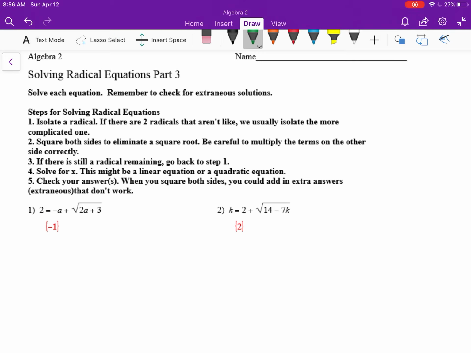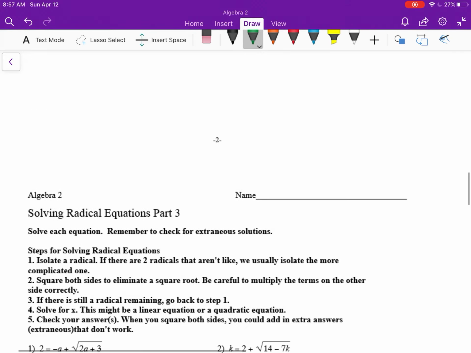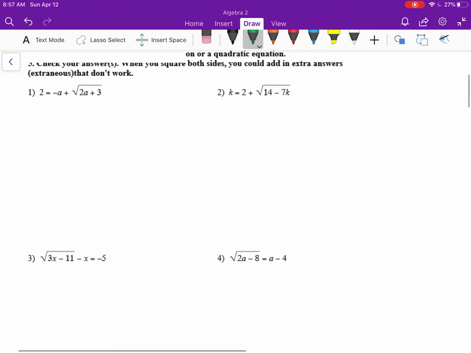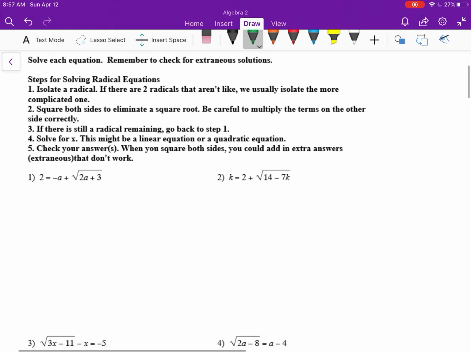And then number 3, if there's still a radical remaining, you go back to step 1 and repeat. You isolate the radical and do all that stuff again. And then once there are no radicals remaining, you get to step 4. You solve for x. You might have a linear equation or quadratic. And then make sure you check your answers, because you could get extraneous solutions.